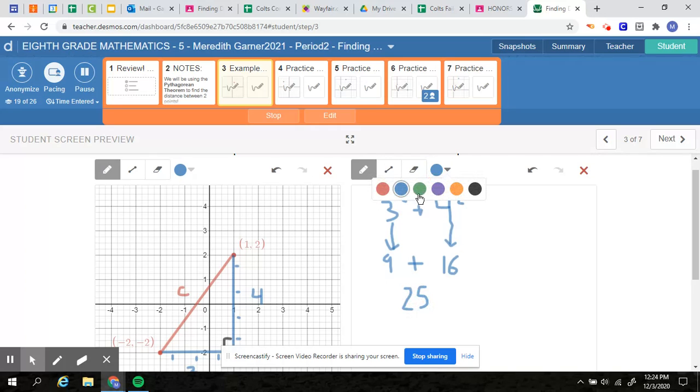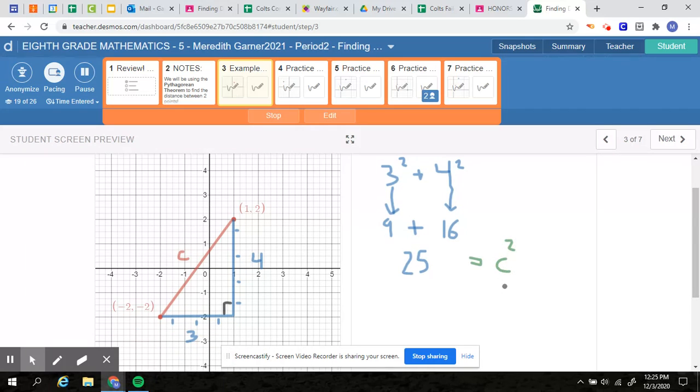And remember that last step, technically this is still equaling c squared. I don't want the square there, so I have to take the square root. So take the square root of both sides. That gets rid of your square on the right, so you get c equals the square root of 25. Remember, this is just a calculator problem. Type that into your calculator. This equals 5. So the distance that I'm looking for, this red line here, has a distance of 5.